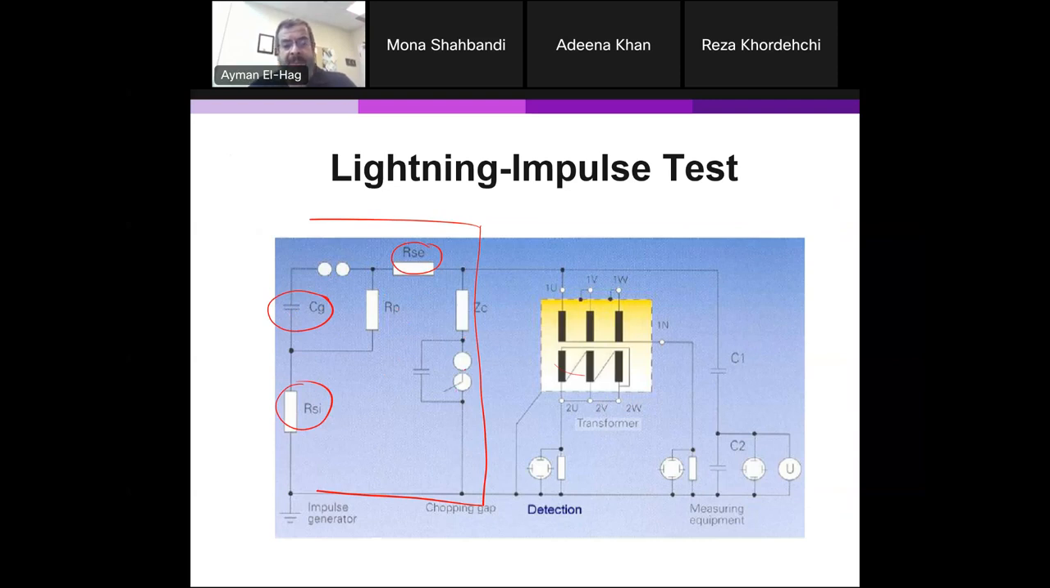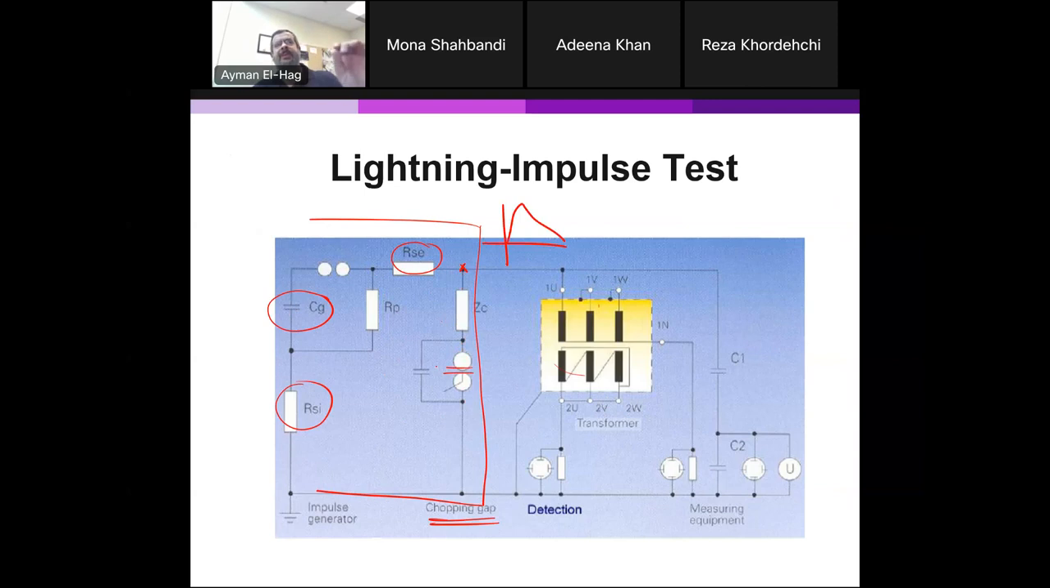Now here comes the chopping gap. This is the gap that we use if we want to chop the impulse. We connect this so that the voltage coming at this point is connected to the transformer. So basically you have an impulse coming like this. If we don't want a chopped wave, we remove that completely from the test. But if I wanted to produce a chopped wave, I connect these sphere gaps and I adjust the sphere gap.